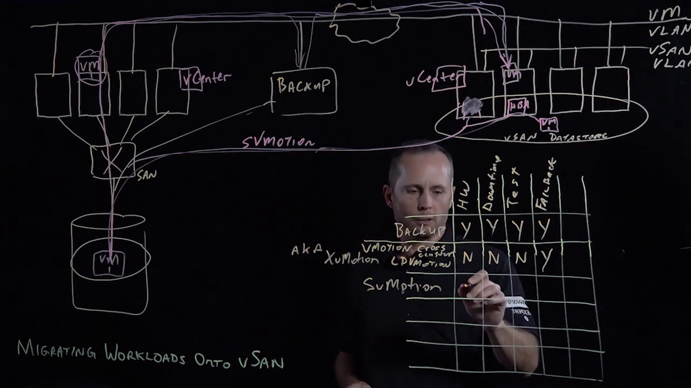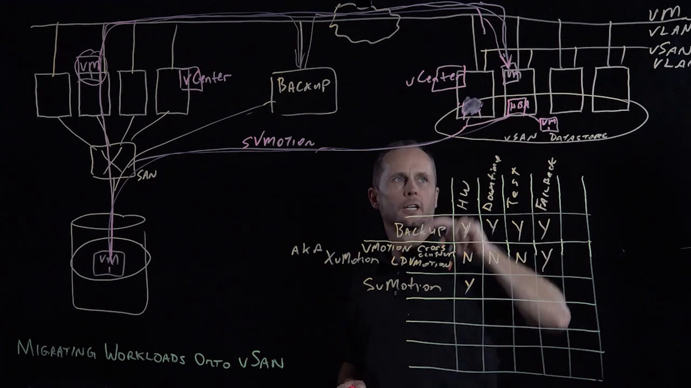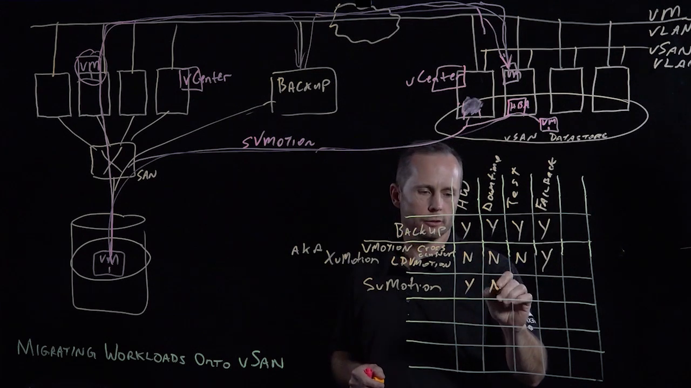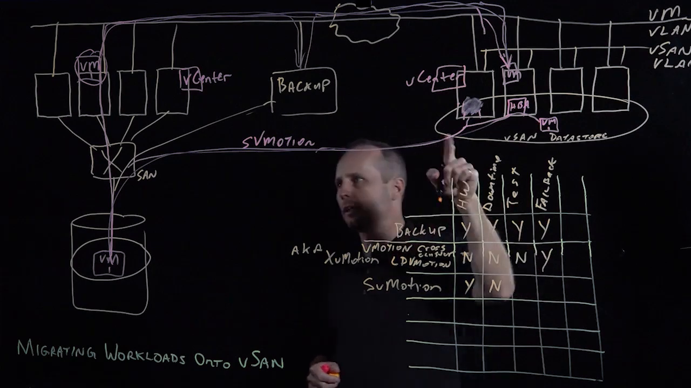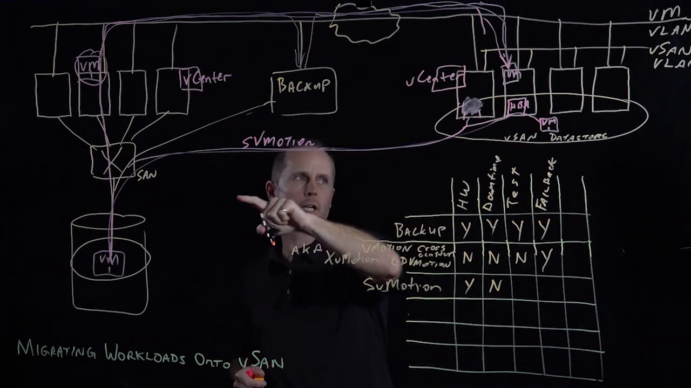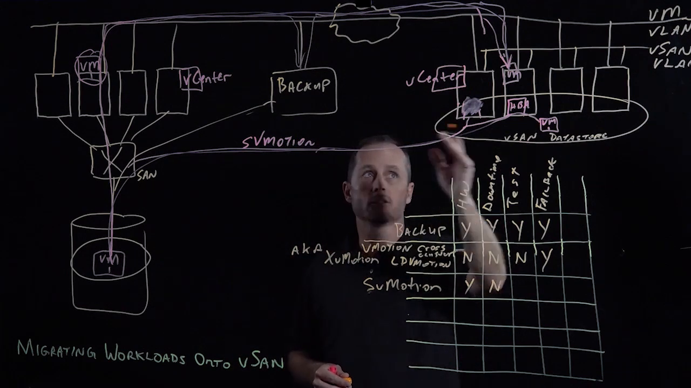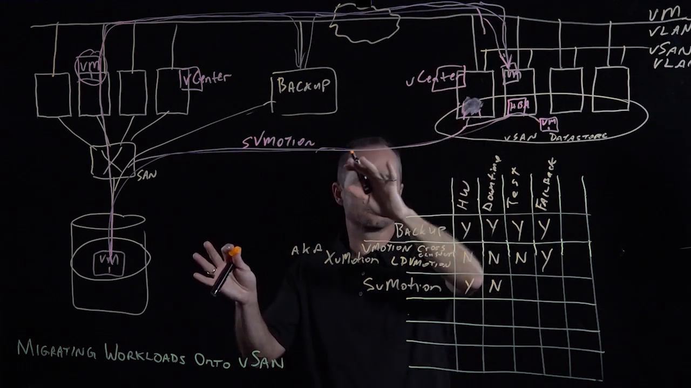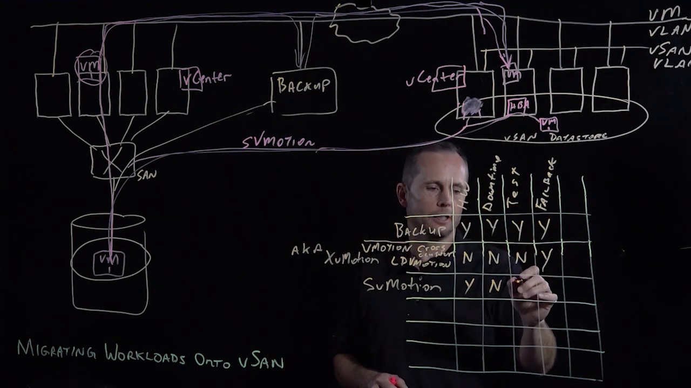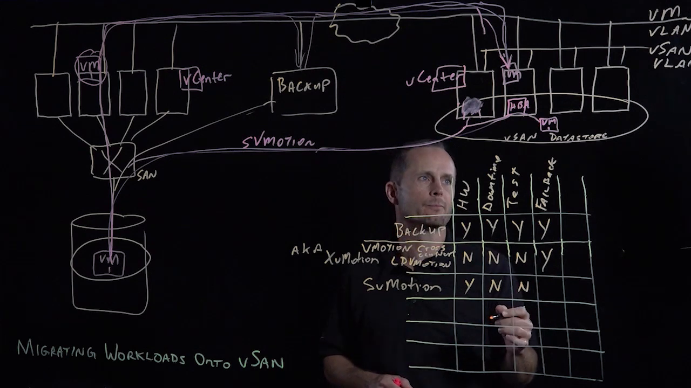So in this case, is there hardware required? Yes, we do require Fibre Channel HBA. Is there downtime? No, there is no downtime. Can I test this up front? Well, similar to vMotion, I'm actually moving the data, so I guess I can move the VM and test to make sure everything's good, and then move its data and test to make sure everything is good. But for the most part, there's not a pre-test that I can do ahead of time.